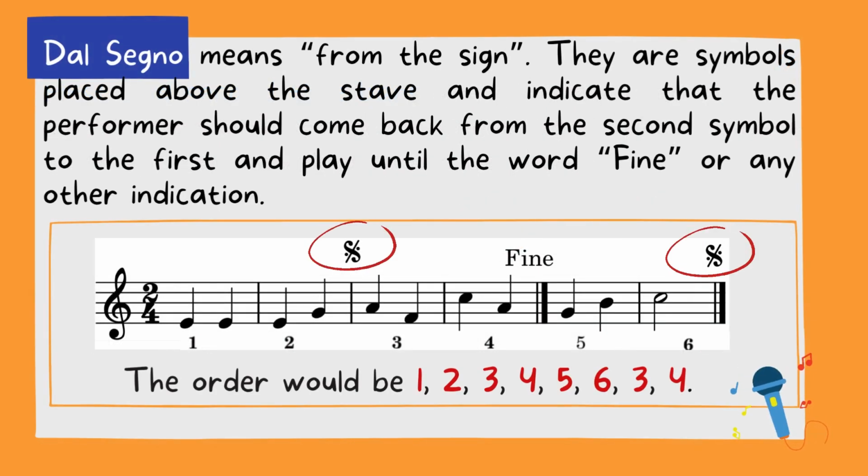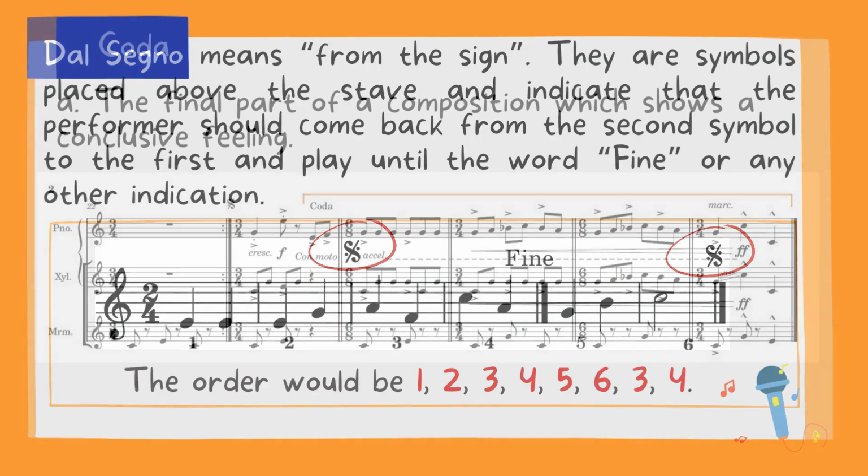The last repetition symbol we will see now is dal segno. It means from the sign. They are symbols placed above the stave. They indicate the performer should come back from the second symbol to the first and play until the word fine or any other indication. Consequently, the bars should be played like this: 1, 2, 3, 4, 5, 6, 3, 4.